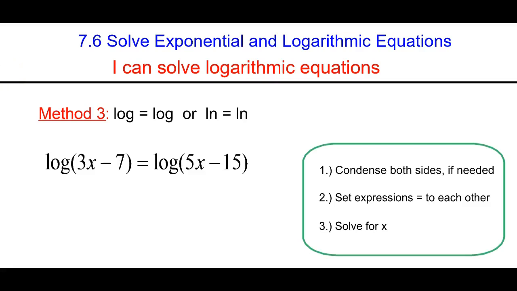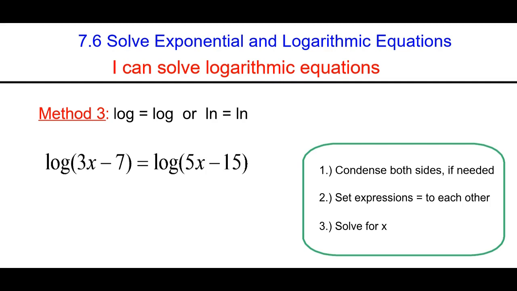Today we're going to look at our third type of solving logarithmic and exponential equations. This is if you are given a situation where you have a log on one side and a log on the other side. The first two types we saw had something raised to a power on one side and something raised to a power on the other side of the equal sign. This one today will have a log on both sides of the equation.